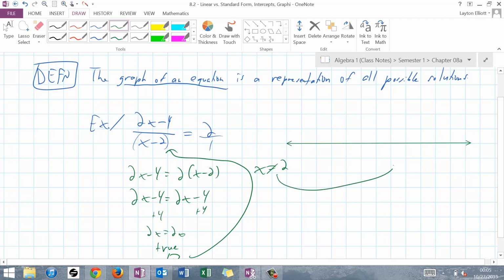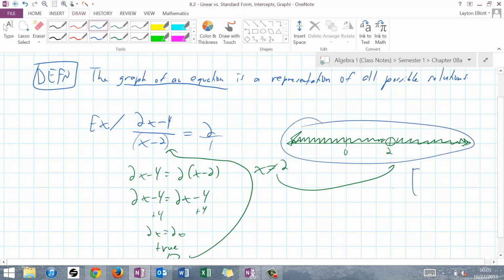My point is that if I want to graph x is not equal to 2, I'm going to put an open circle at 2. And let's stick an origin down, but I'm going to shade everything but that 2. And my big point is that this object here is a representation of x such that x is not equal to 2.